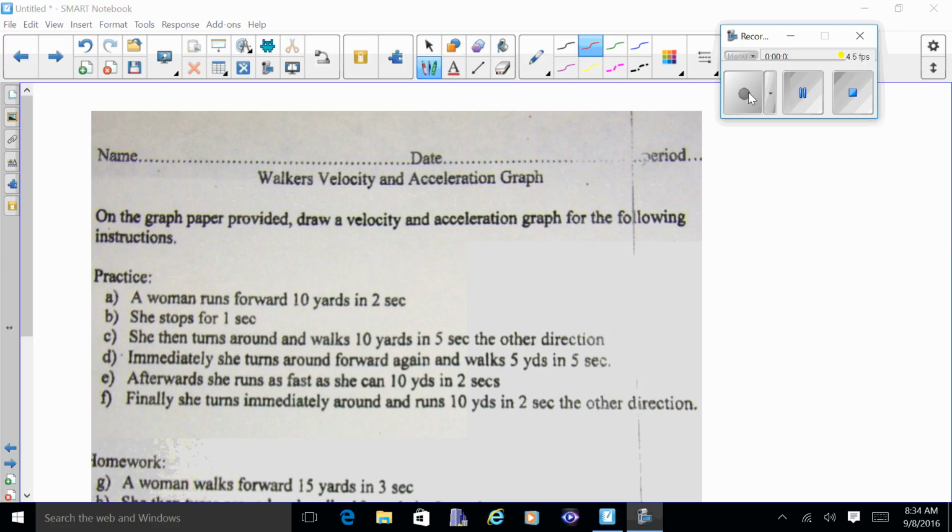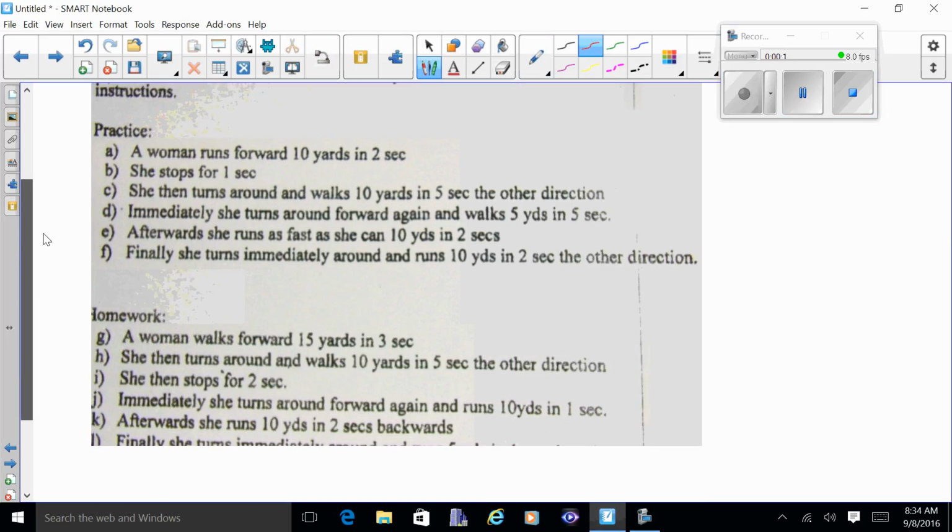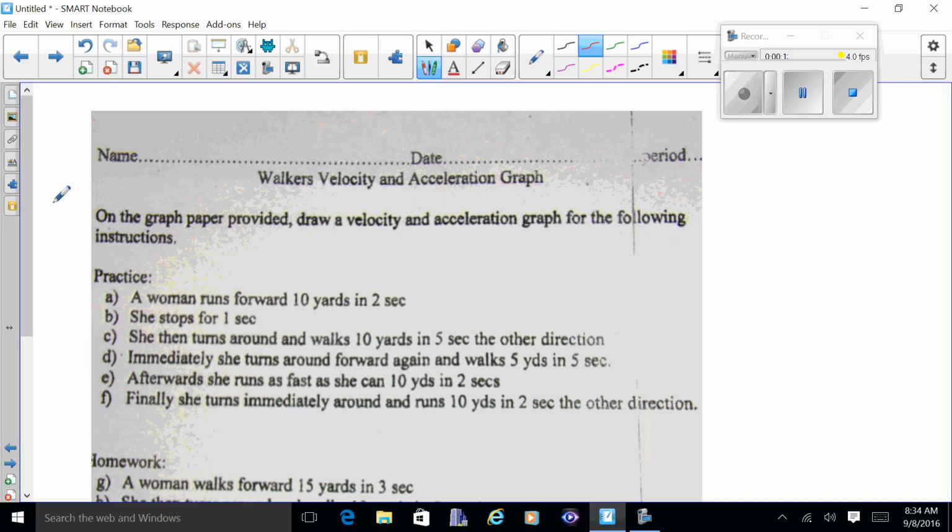These are the notes for how to do the walker's velocity and acceleration graph. And if you notice, I have a practice set of instructions at the top and the homework ones at the bottom. So we're just going to do the practice ones right now. And there are two graphs. There's one on the top of the page, which is distance over time. That's the one we're going to do first because that's a velocity graph.